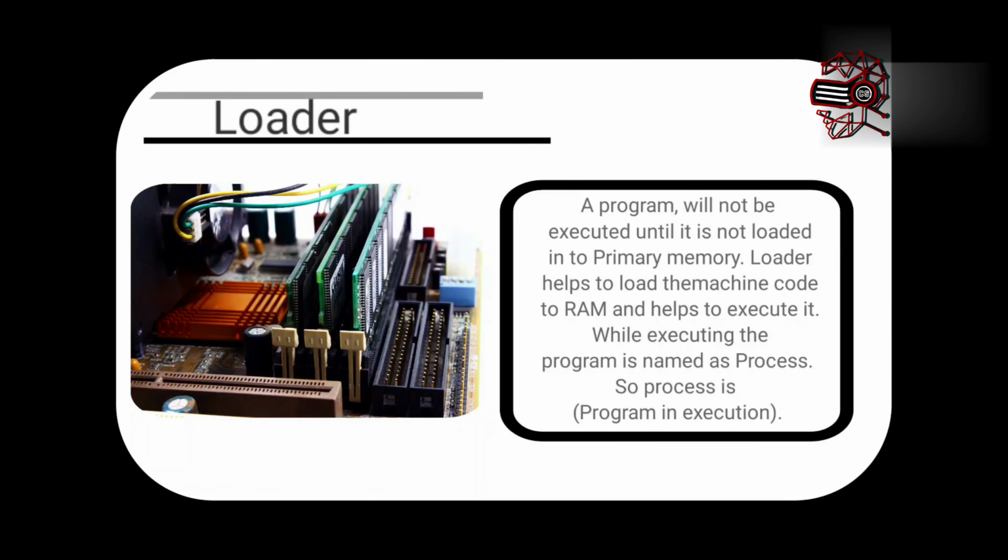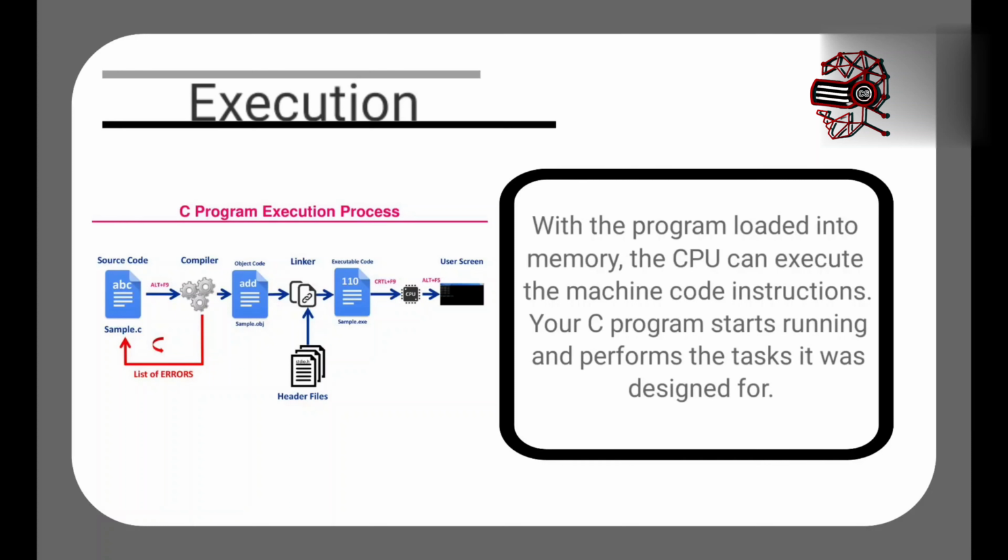6. Loading. This is typically the job of the loader. The loader copies the executable file into RAM, making the program accessible to the computer's CPU. Once loaded, the program becomes a process, which is a running instance of your program. 7. Execution. With the program loaded into memory, the CPU can execute the machine code instructions. Your C program starts running and performs the tasks it was designed for.